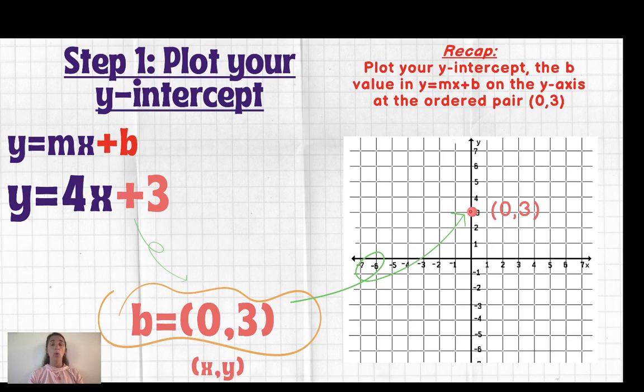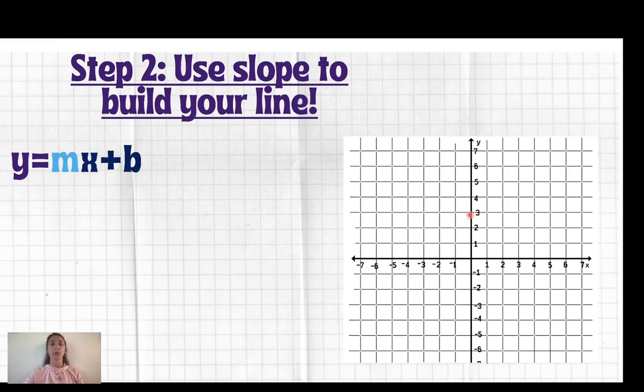Recap. Step 1. Plot your y-intercept, the b value in y equals mx plus b. This number is plotted on our y-axis at the represented value. Step 2. Use your slope to build your line.